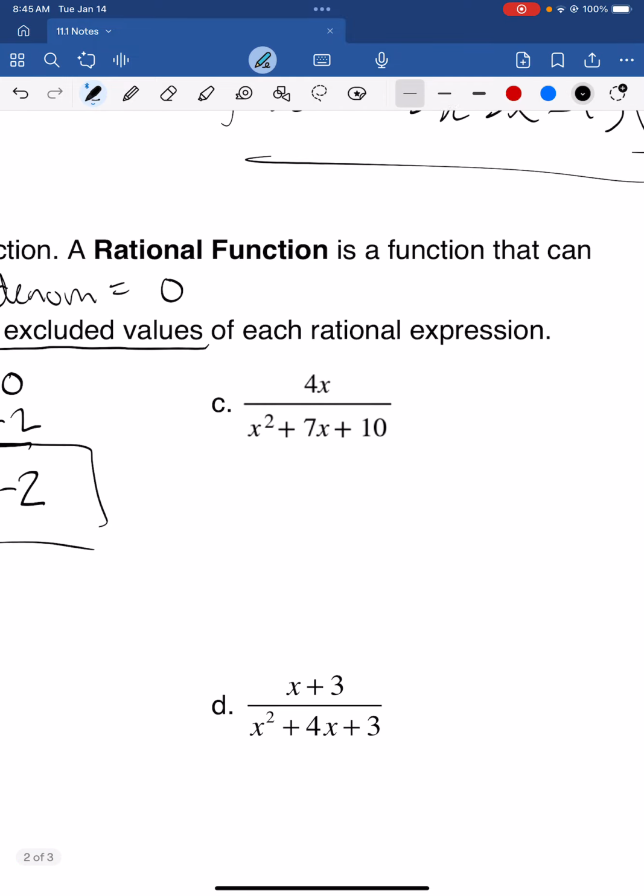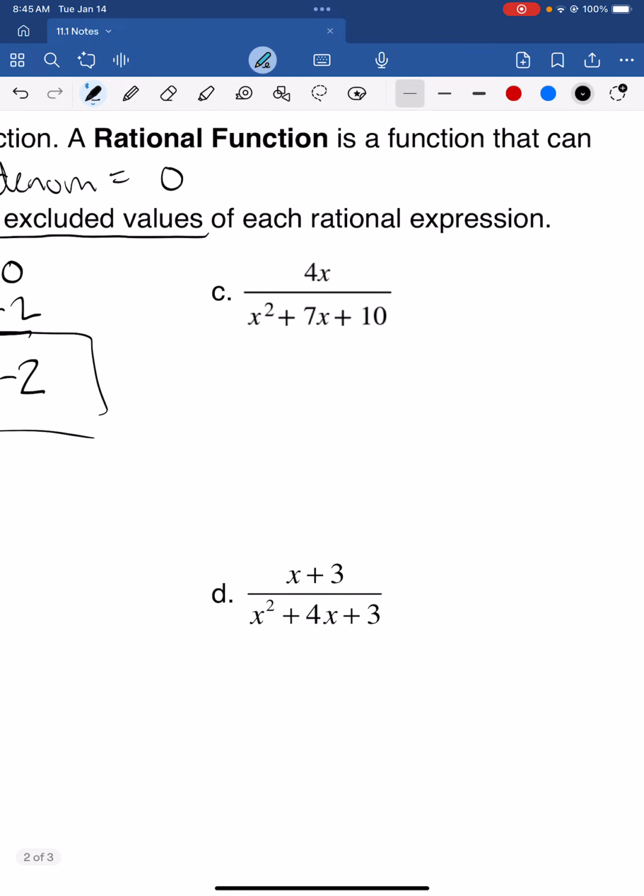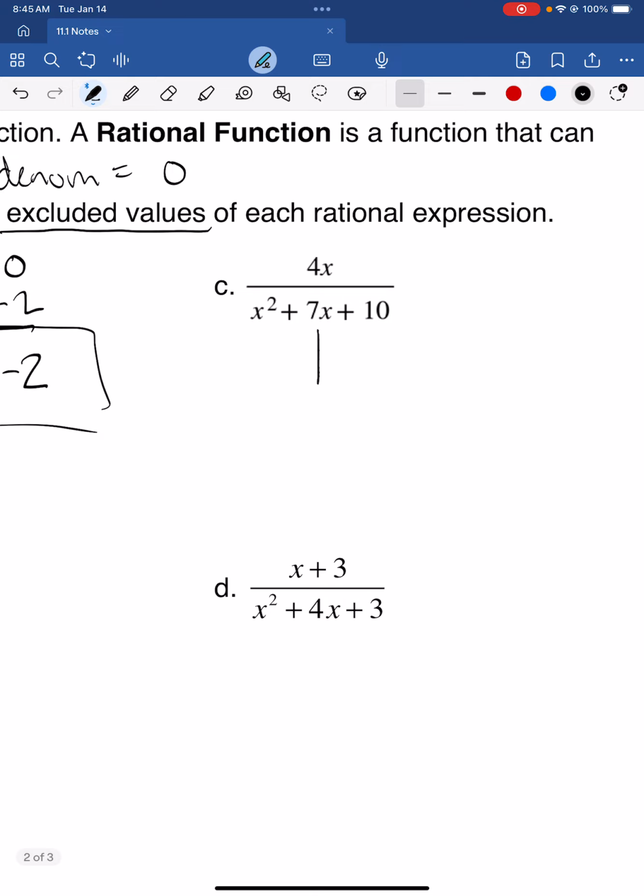Looking up here, again, we're just looking at the denominator for now. Since it's 3 terms, we look for a GCF, nothing there. So we're going to do a T-chart. You're going to get x, and then to multiply to 10, I'm thinking a positive 5, positive 2. When you cross multiply there, you are going to get 7x. So this bottom part becomes x plus 5 and x plus 2.